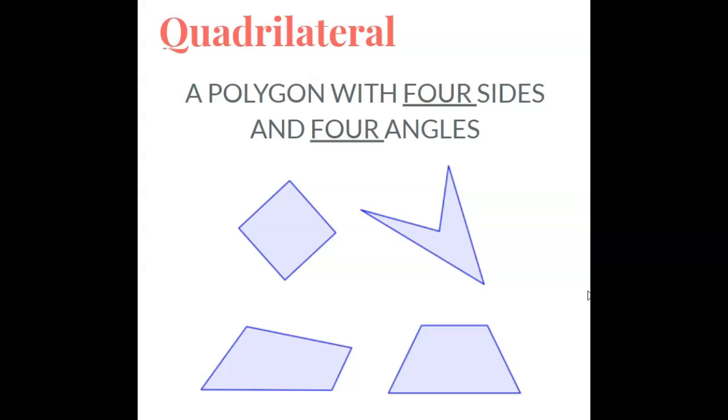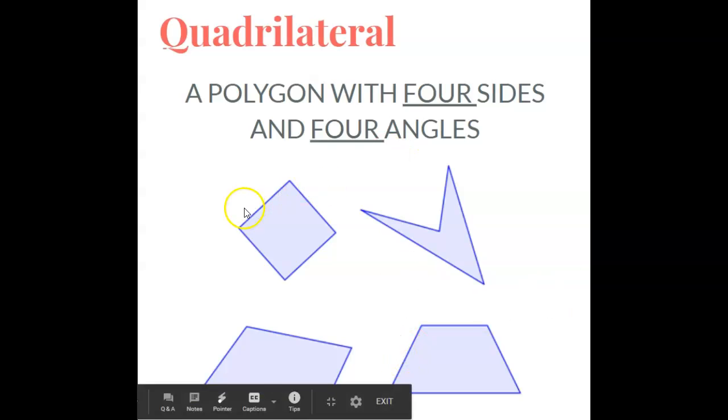A quadrilateral is a polygon with 4 sides and 4 angles. Remember, a polygon is a closed shape with straight sides. So a quadrilateral is a polygon also, which means it has to be a closed shape with straight sides, and it has 4 sides and 4 angles.